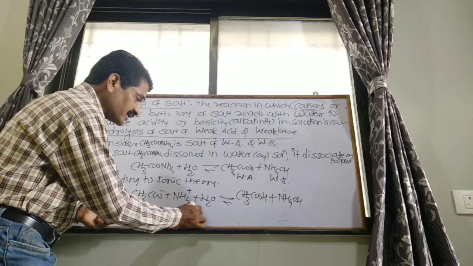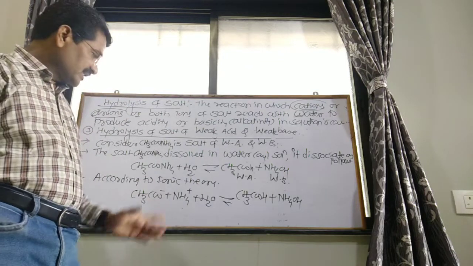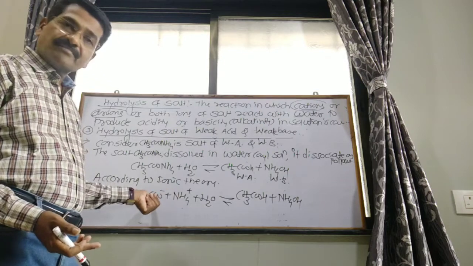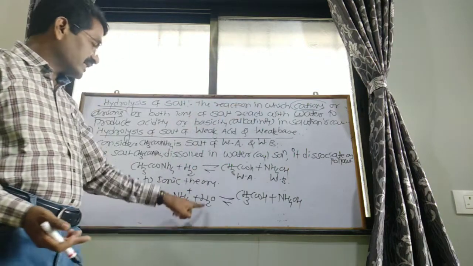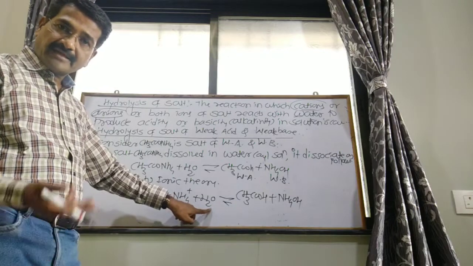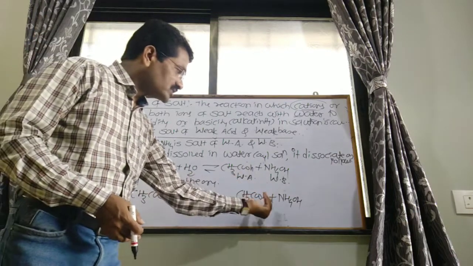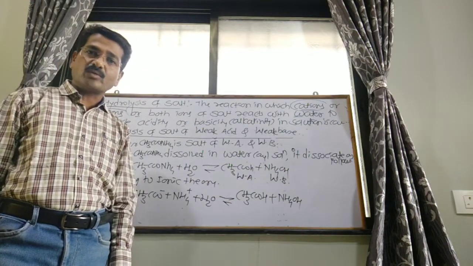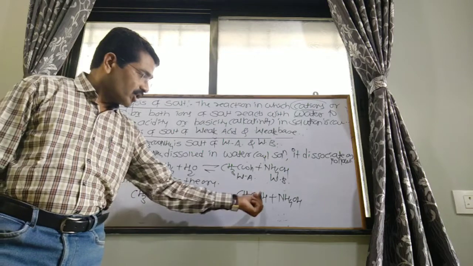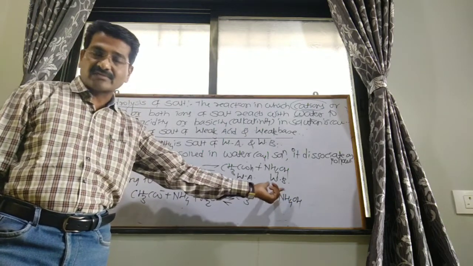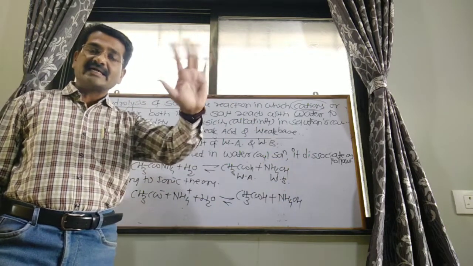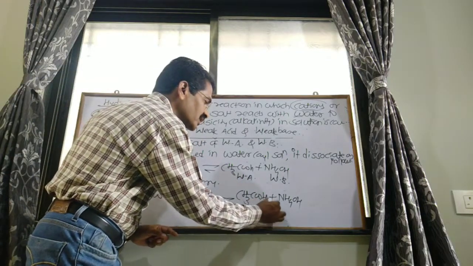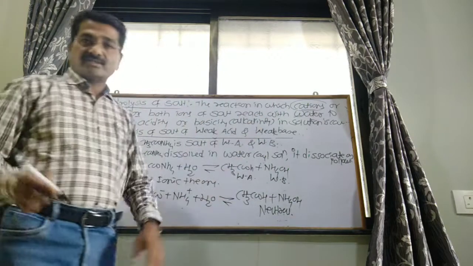So what does this equation indicate? These are the cations and anions. According to the definition, both the cation and anion react with water, but this reaction does not use up the H plus and OH minus ions, because acetic acid and NH4OH are both weak acid and base, so the solution does not become acidic or basic in nature. So it is neutral in nature.